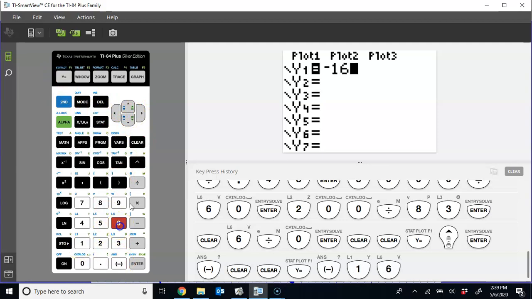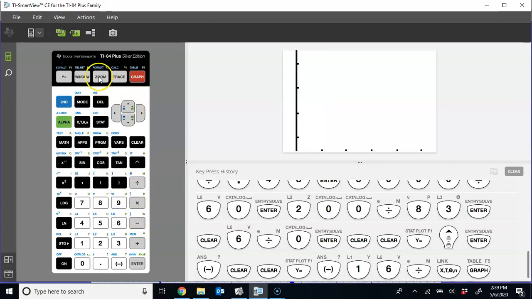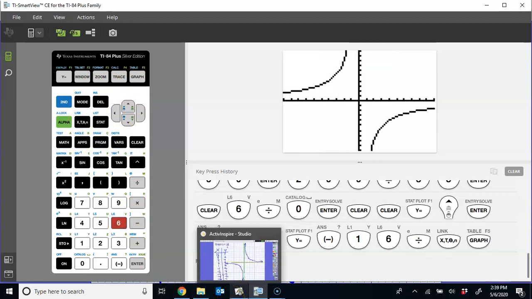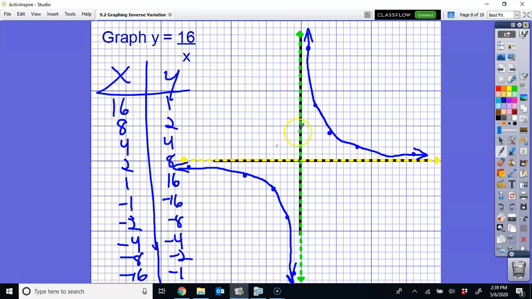Negative 16 divided by x instead of positive 16, and graph that. Let's go to Zoom Standard. Notice what that does is that flips it to quadrant 2 and quadrant 4, but it still has the same characteristic shape. So if you see a negative 16 here, it would just flip it up here and down here, and that would still have the same asymptotes.